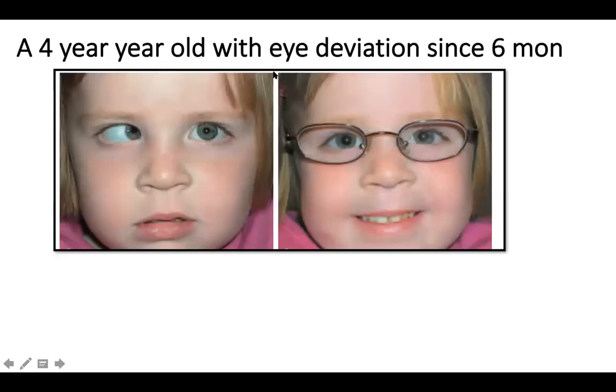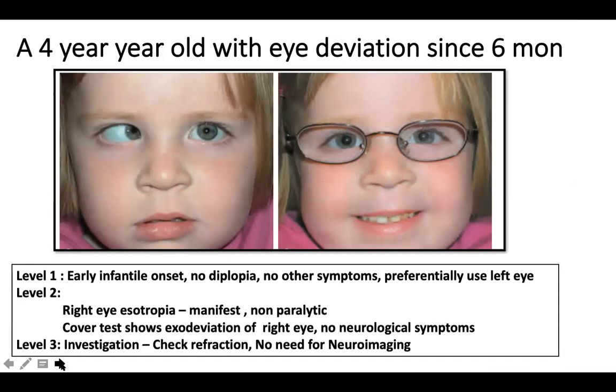This is a 4-year-old child with deviations for 6 months. As you can see, there is a very obvious right eye esotropia, and the left eye is normal in the cardinal position. Once the child is wearing glasses, the right eye achieves a new primary position in the midline. So you very easily understand that this is a congenital non-paralytic squint. They usually do not have any diplopia, but because they don't use that particular eye, the eye with the squint can have amblyopia and reduced vision.